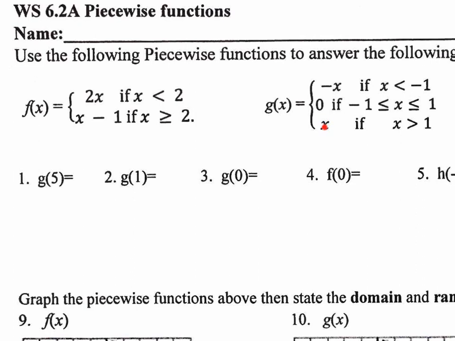And when you plug in 5 in here, there's no math to do. That's just your answer, 5. So everybody should write down 5 for number 1. Pretty easy, right? Let's look at number 2.